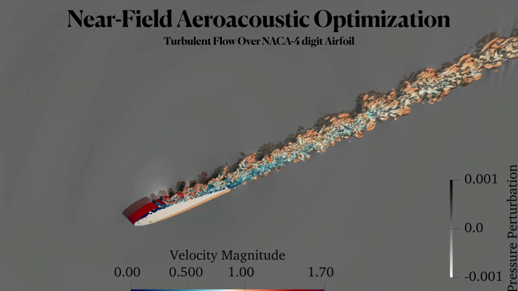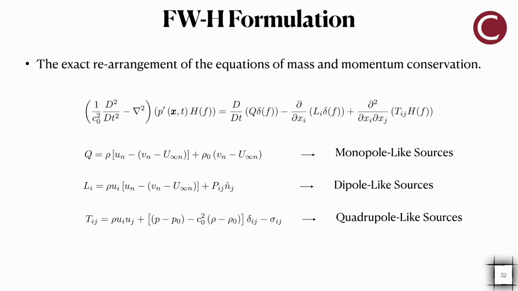Okay, so these were for the aeroacoustic shape optimization for near field, where we didn't have any acoustic solver. But for the far field, we have an acoustic solver, and we're using an acoustic analogy, which is Ffowcs Williams and Hawkings formulation. Ffowcs Williams and Hawkings formulation is just the exact rearrangement of the equations of mass and momentum conservation. We have three different components, the monopole, dipole, and quadrupole, and there are different solutions to these equations.